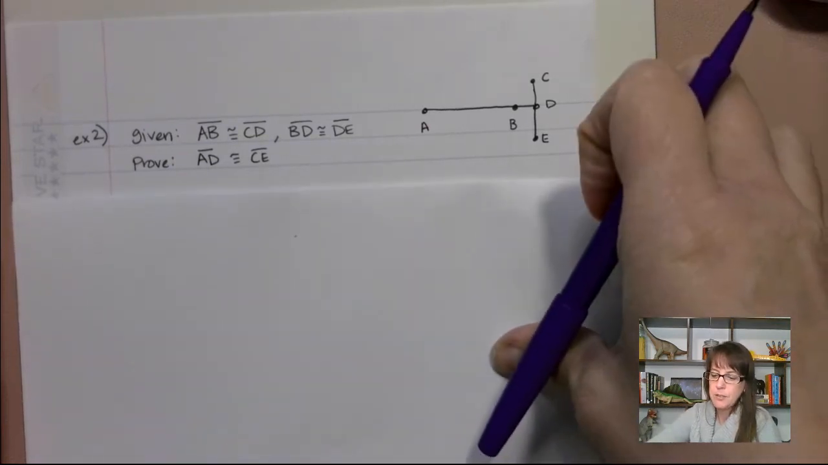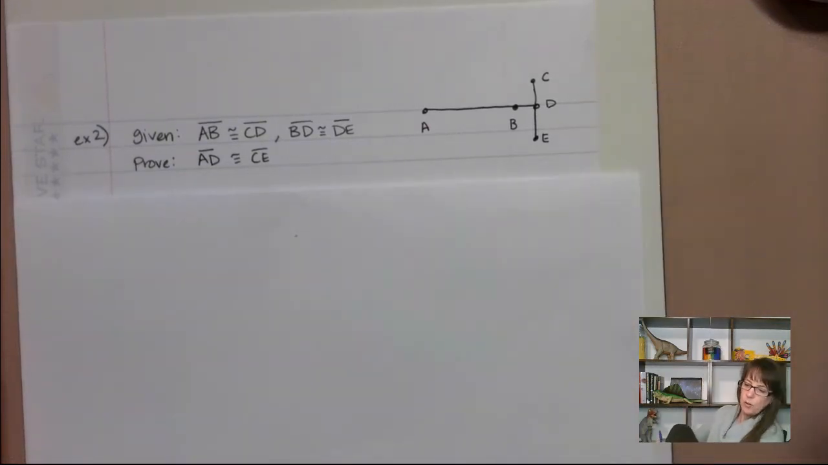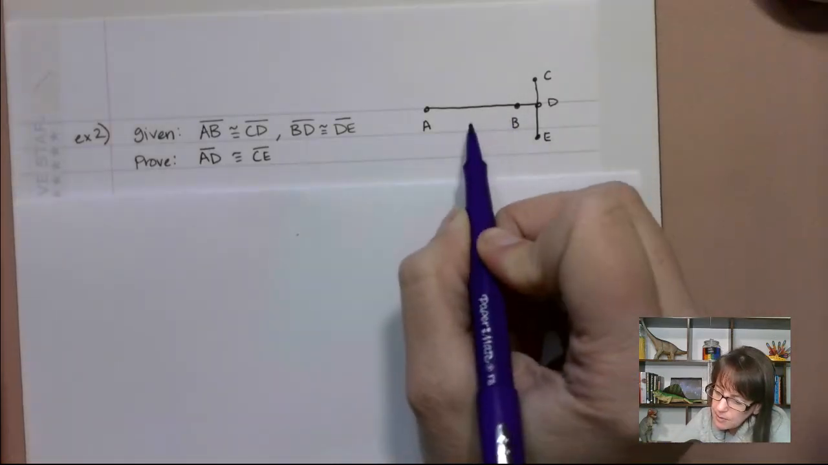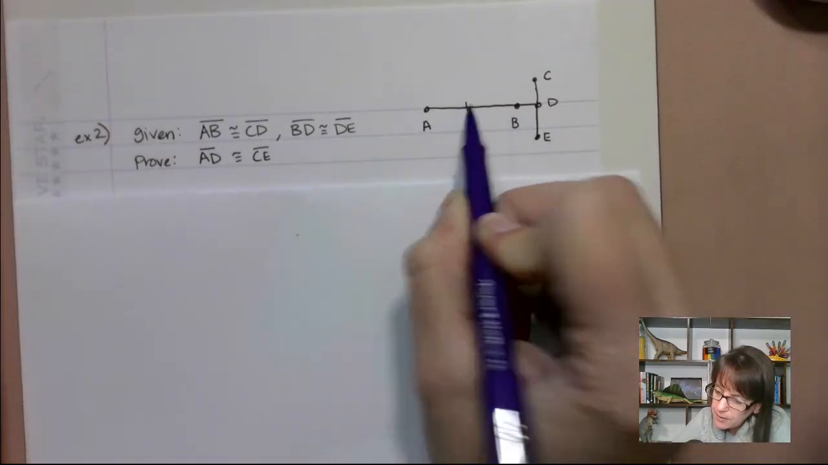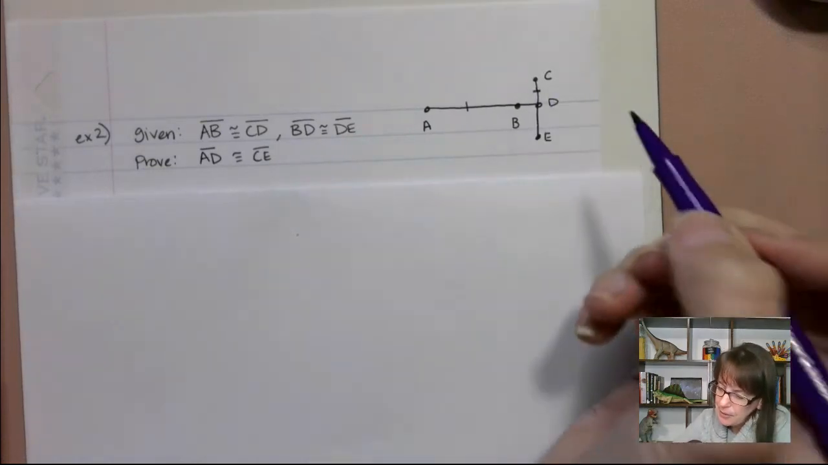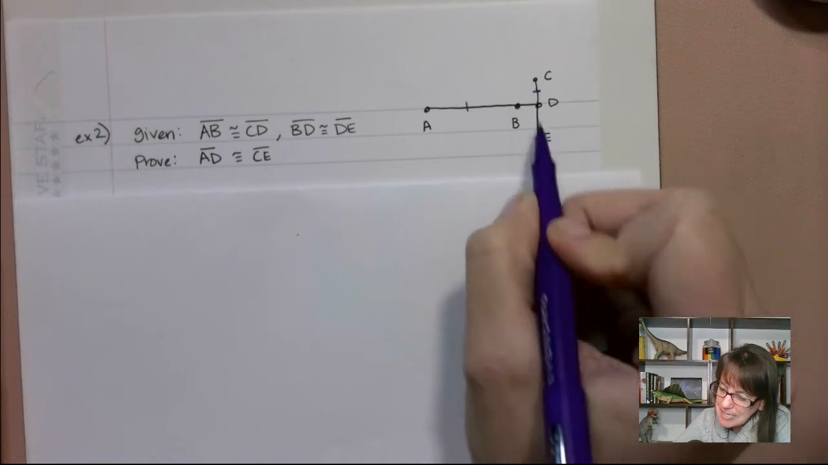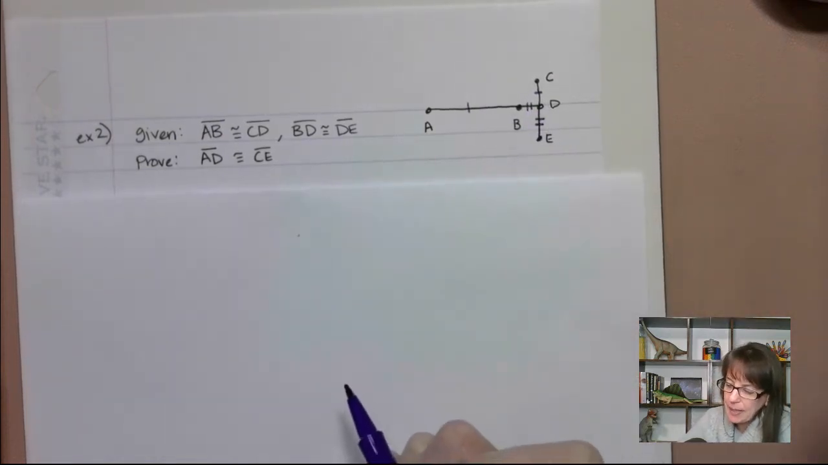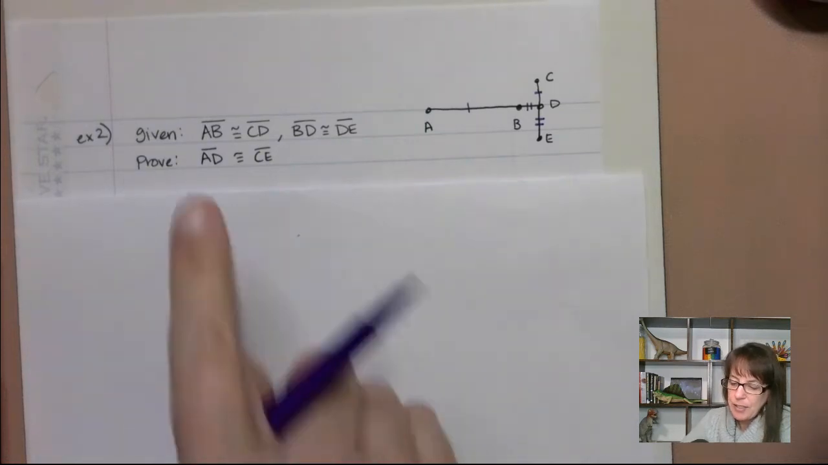So given that AB is congruent to CD, all right, so AB is congruent to CD. Oh, I did a terrible job of drawing that. If they're congruent, it's not to scale. BD is congruent to DE. So this guy is congruent to this guy right there. Okay, so we are given that information.